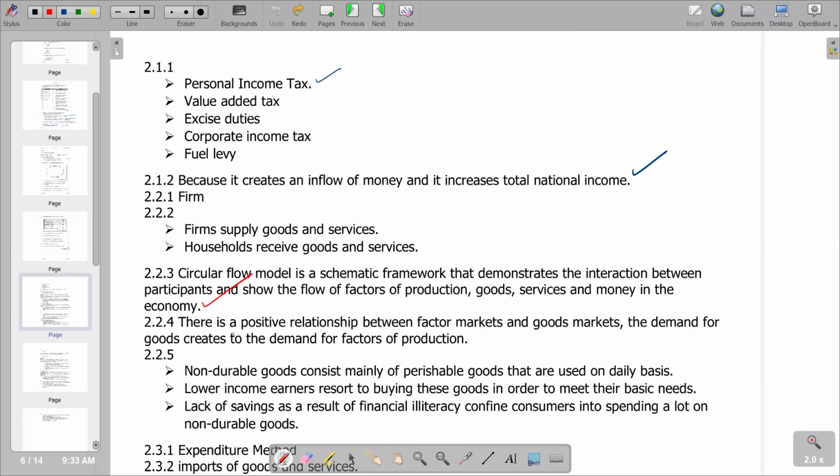The demand for goods creates the demand for factors of production. So we're just saying demand for goods creates the demand for factors of production. That is where the positive relationship is. So when the demand for goods increases, the demand for factors of production also increases. That's where the positive is coming in.